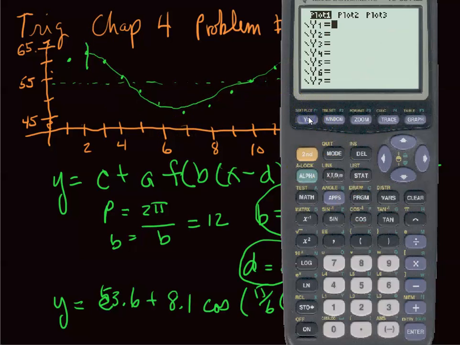Let's put in our Y equals. What was that again? That was 53.6 plus 8.1 cosine, and it gives you a left paren, so we just need the pi over 6. Then another left paren, the x was a minus 2, and close the parentheses. Now we can graph it, see what happens.